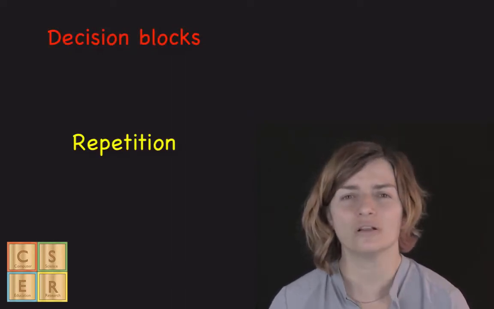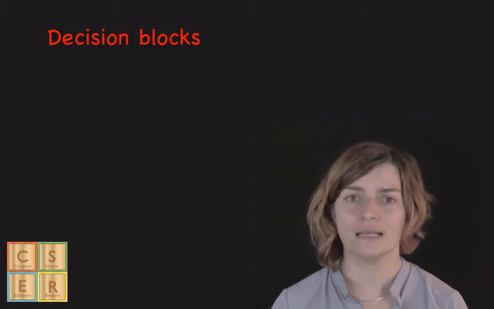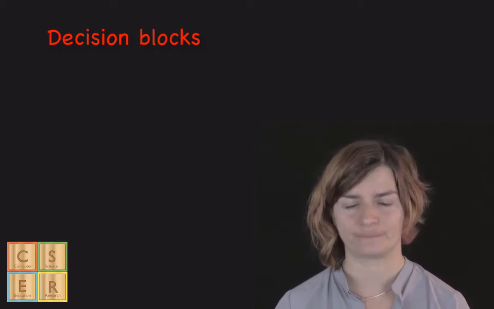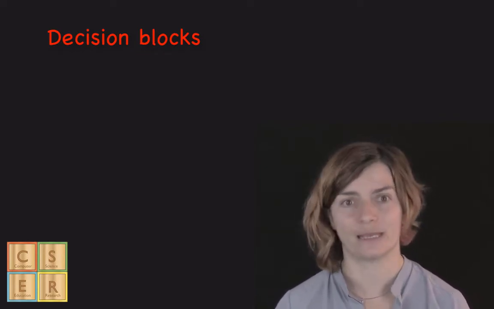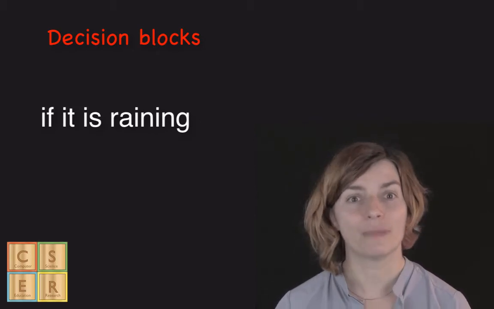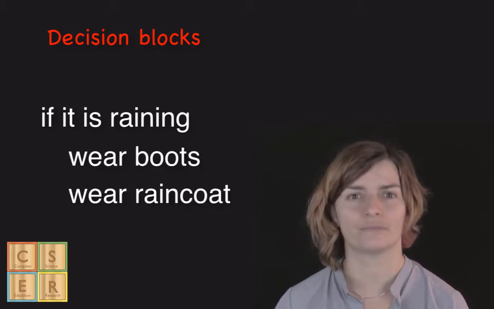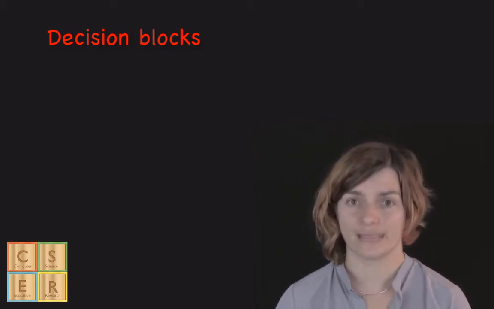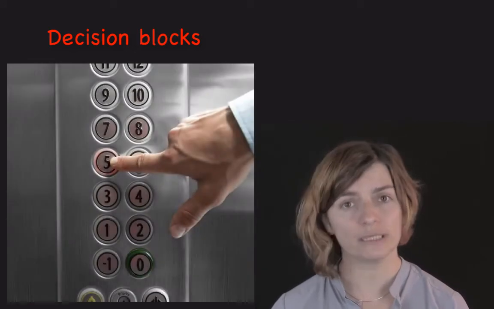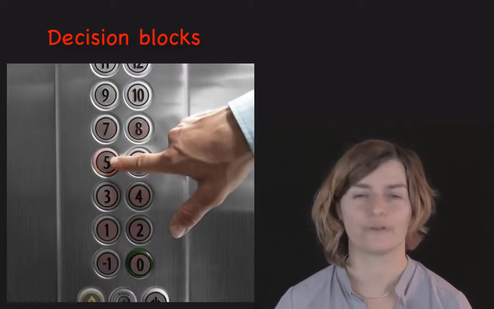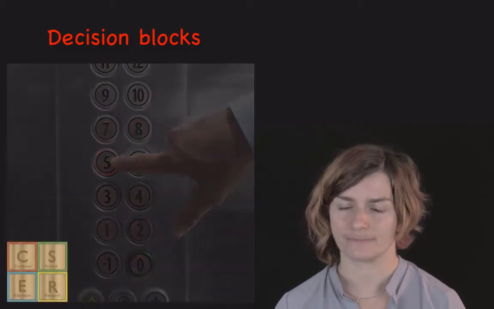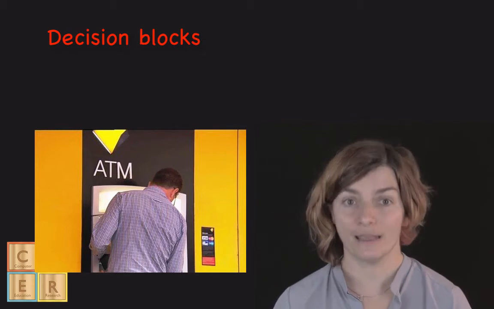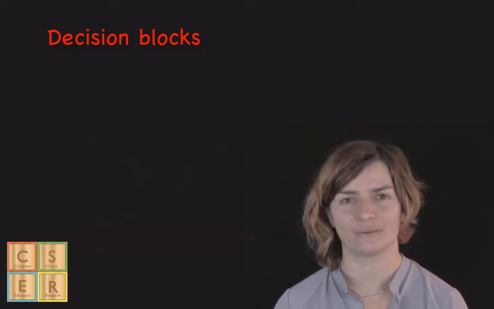Decisions are a fundamental concept of computational thinking, as they allow us to change our actions based on the value of data. For example, if it is raining, before we go outside, we may need to put on boots and a raincoat. You will be able to see examples of decisions all around you. For example, an elevator will only stop on a specific floor if the button for that floor has been pressed. At the ATM, the cash you requested will only be dispensed if you have enough funds in your account.